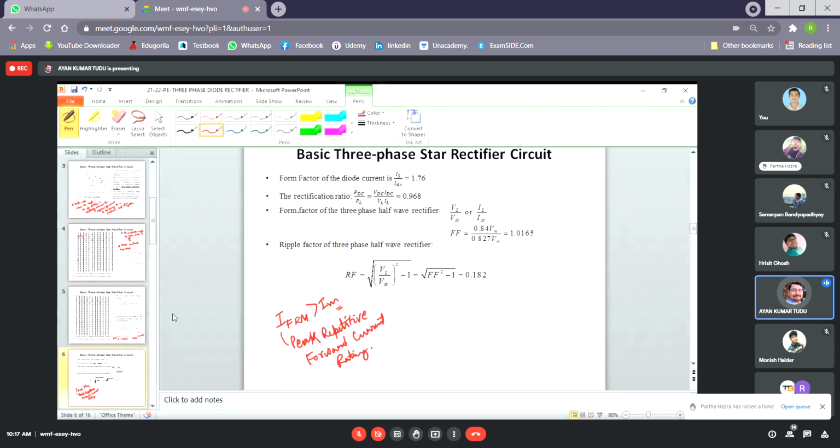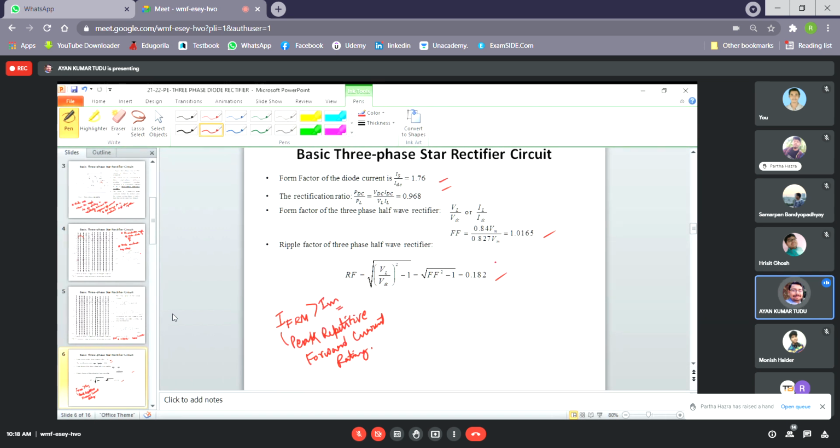So what about the form factor? As you can see, the form factor of the diode is Is by IDC, which is equal to 1.76. Then we have the rectification ratio, which is PDC by PL, which can be written as 0.968. Then the form factor of the three-phase half-wave rectifier is equal to 1.1065, and the ripple factor of the three-phase half-wave rectifier would be equal to 0.182.